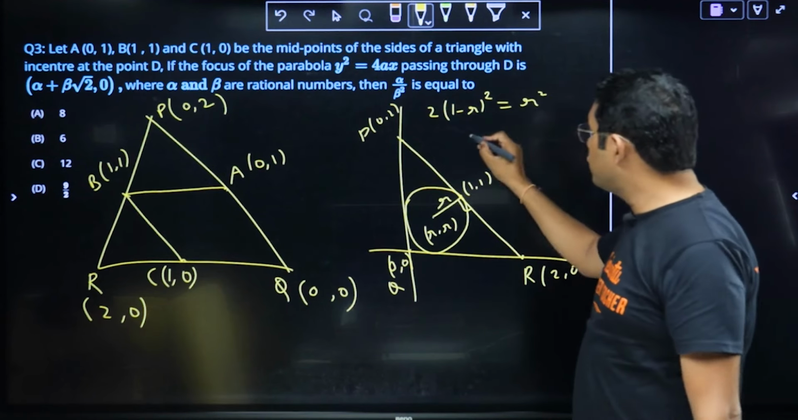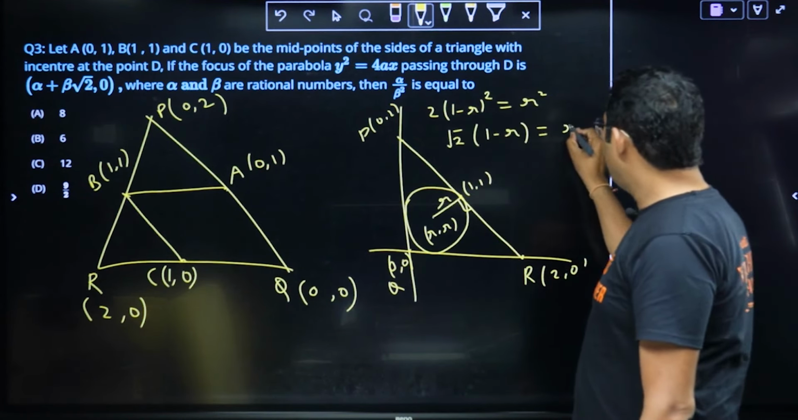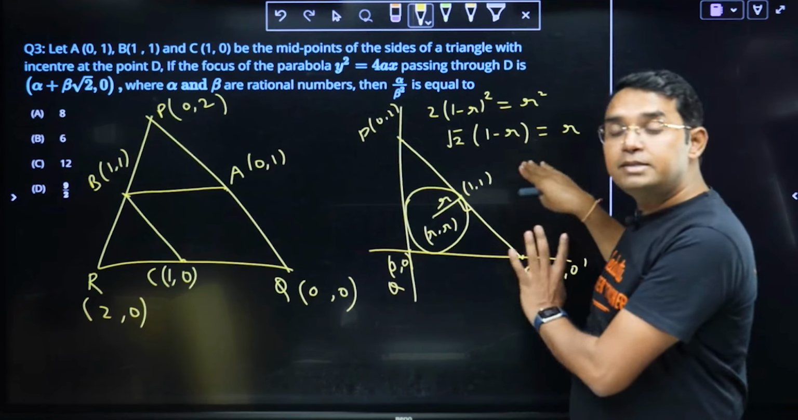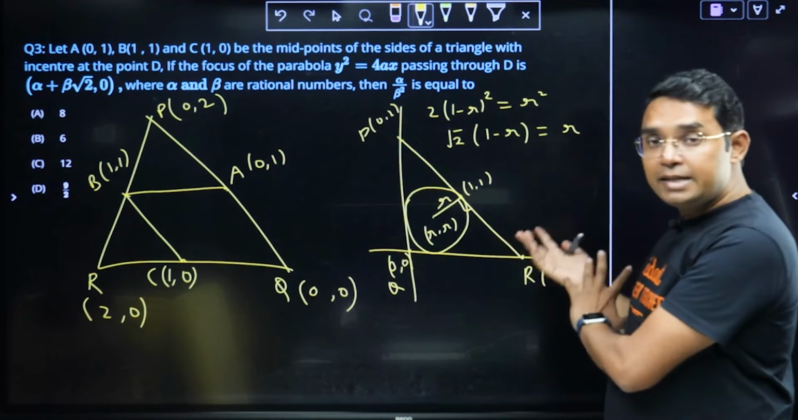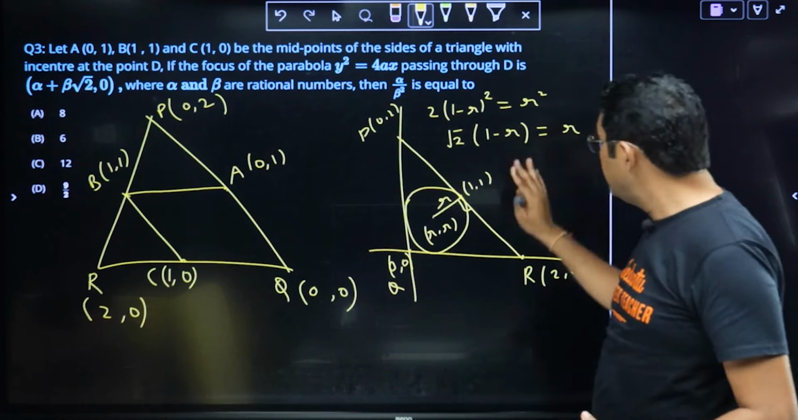So if I take under root both sides, we get root 2 times (1 minus r) is equal to r. And remember, r has to be less than 1. So that's why when I'm taking under root, I have taken 1 minus r as its square root. If r would have been greater than 1, we should have written r minus 1. But here r is less than 1 from the diagram. So I'm writing like this.